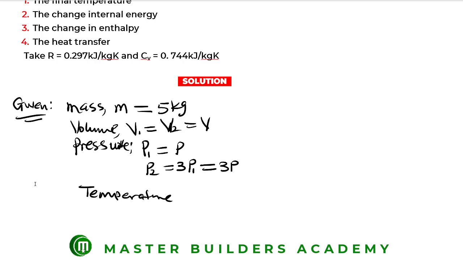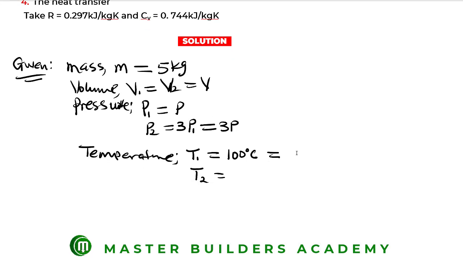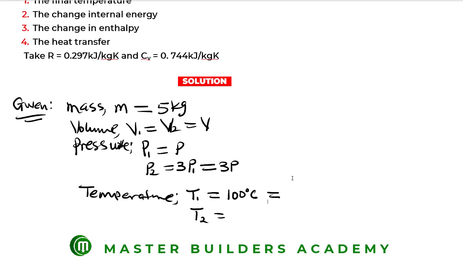Are we there? So for temperature, we have initial and then we also have final. The initial temperature is given as 100 degrees Celsius. But remember that we do not solve in Celsius, we solve in Kelvin. So how do we now convert this 100 degrees Celsius to its equivalent value in Kelvin?